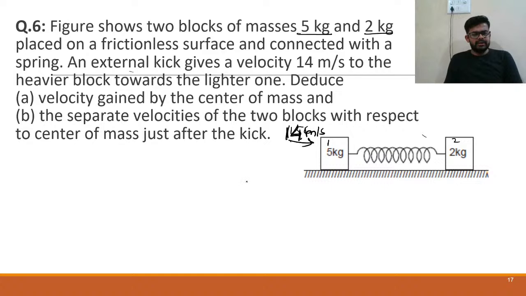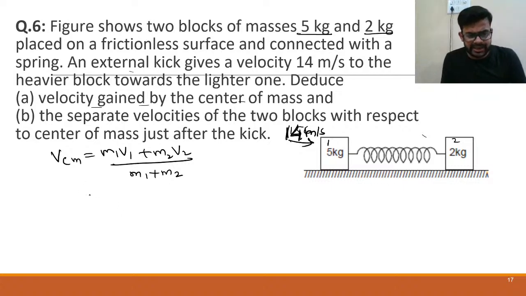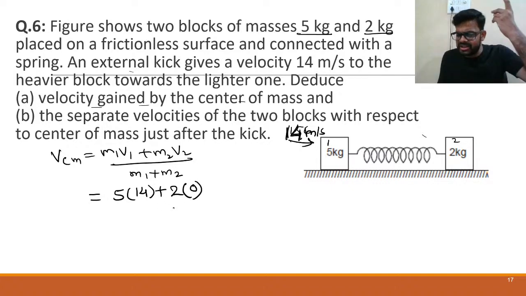Now what will happen to the lighter block? So now we have to find the velocity gained by the center of mass. We know that VCM is M1 V1 plus M2 V2 divided by M1 plus M2. So let us put the values and get the answer. M1 is 5 into 14 plus M2 is 2 into 0, because it is at rest, initially just after the kick.